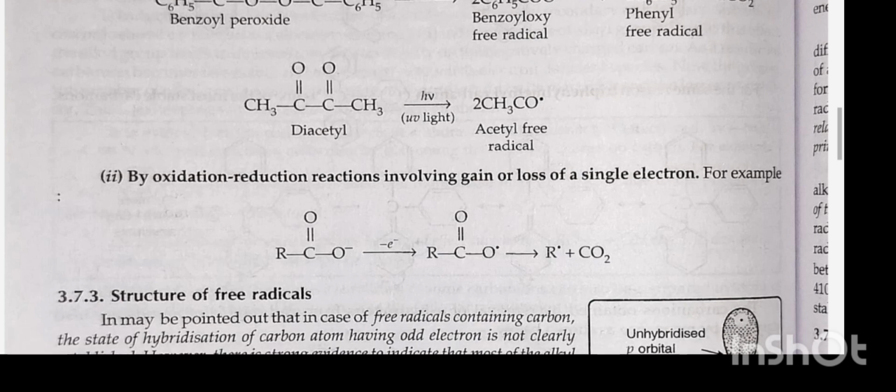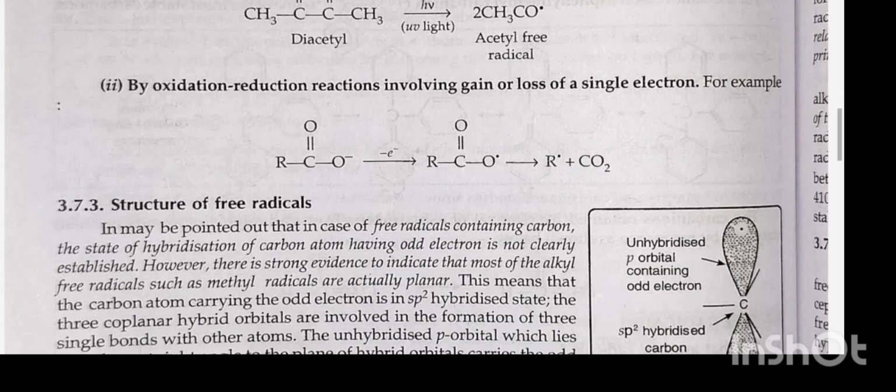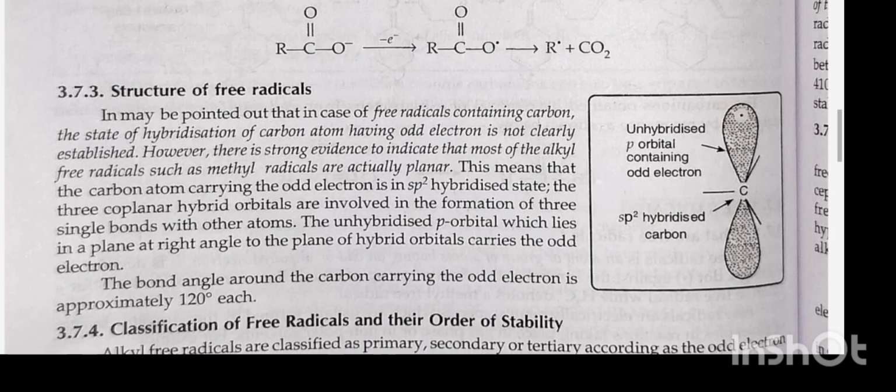Second, by oxidation-reduction reaction involving gain or loss of a single electron. For example, the carboxylate ion, in the presence of an electron acceptor, gives a carboxyl free radical, which is converted into an alkyl free radical plus carbon dioxide. Structure of a free radical.